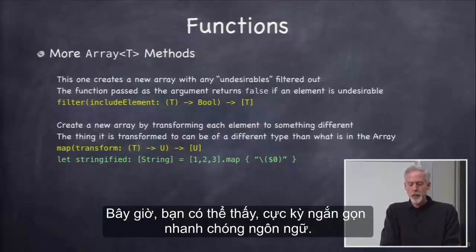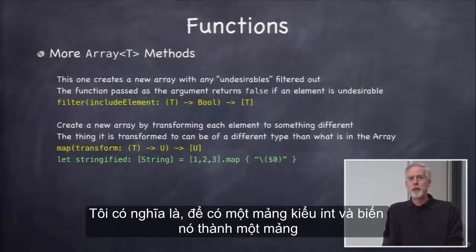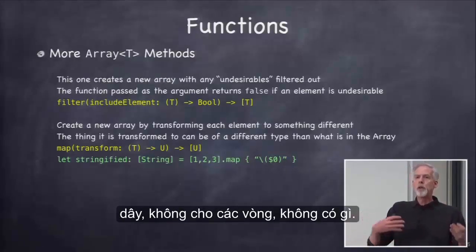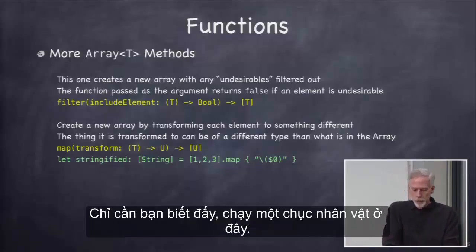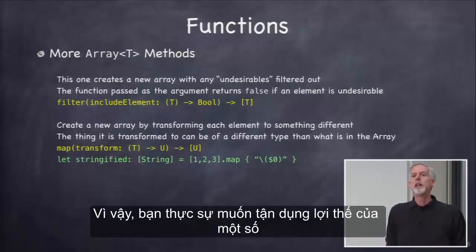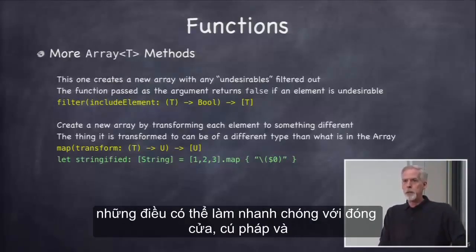Now you can see incredibly concise language, Swift. I mean, to take an array of ints and turn it into an array of strings, no for loops, no nothing, just, you know, I don't know, a dozen characters here. So you really want to take advantage of some of the things Swift can do with closures, syntax, and things like that.